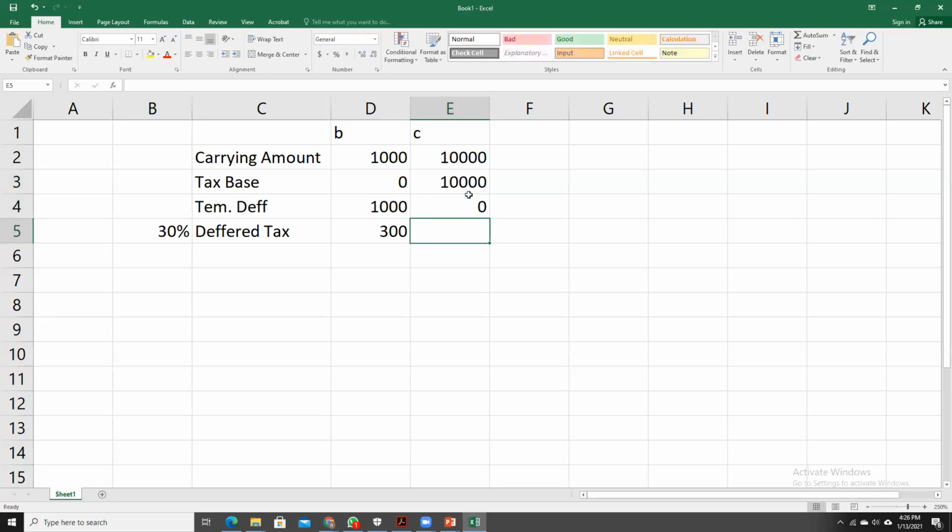Are there any deferred tax? No, sir. The temporary difference is equal to 0. So therefore there is no deferred tax, because accounting profit and taxable profit are both the same. There is no room for deferred tax to arise. Now we move to the next question.